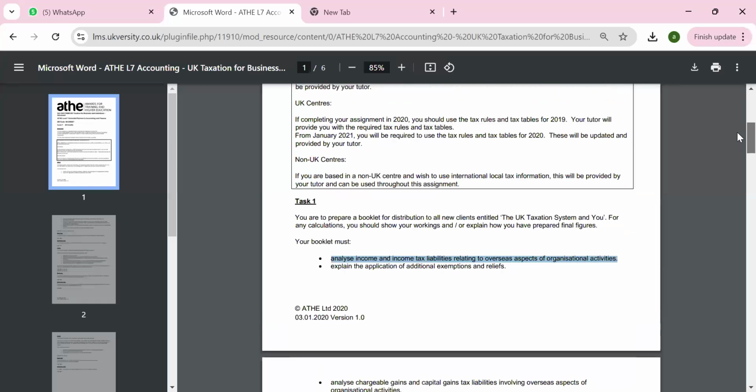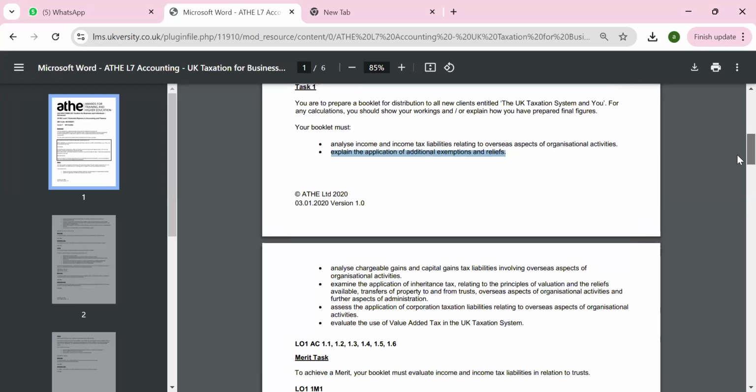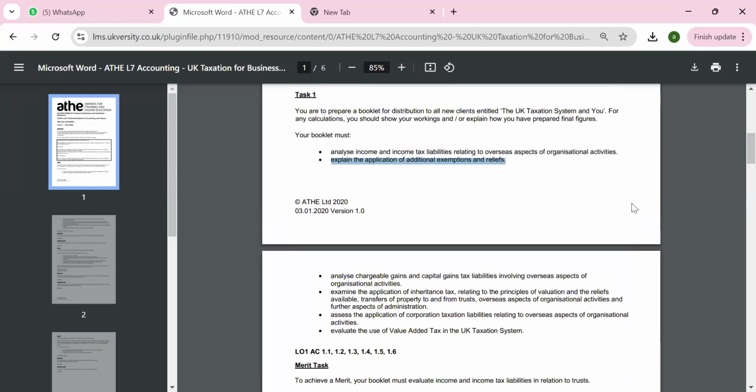So we can look around residency rules from an international perspective, and explain the application of additional exemptions or reliefs. For example, the personal allowance which we can transfer also helps, and there are various reliefs if we have a loss which we can carry forward. Then we discuss the chargeable gain, the chargeable person or connected person, and overseas aspects as well. That is what we had a discussion on.